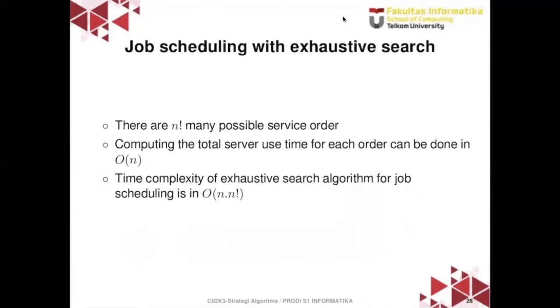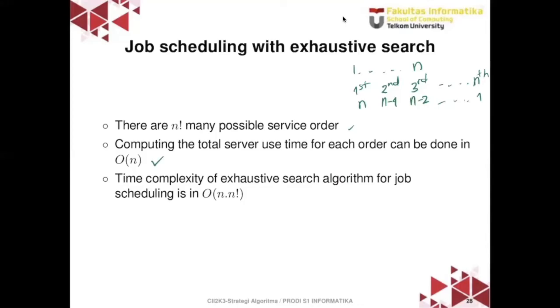So there are n factorial many possible service orders if we consider permutations, because we have n customers. For the first one, we can put anyone. And then for the second one, we only have n minus 1 customers remaining to be served. And for the third one, we only have n minus 2, and so on until we serve all of the customers. So we have n factorial many possible service orders, and computing the total server use time for each order can be done in big O n.